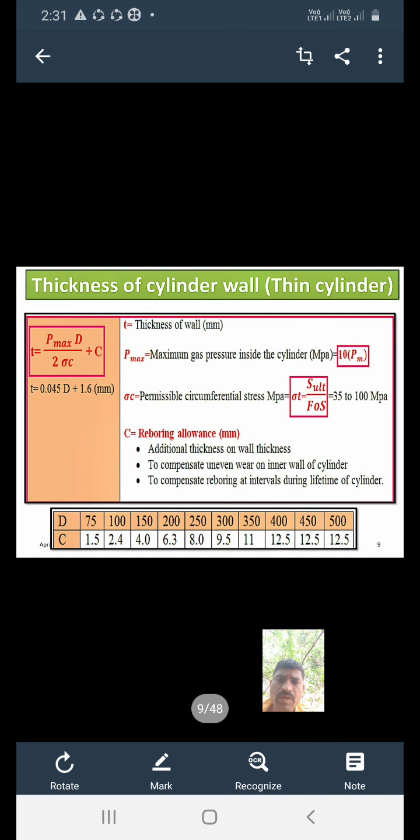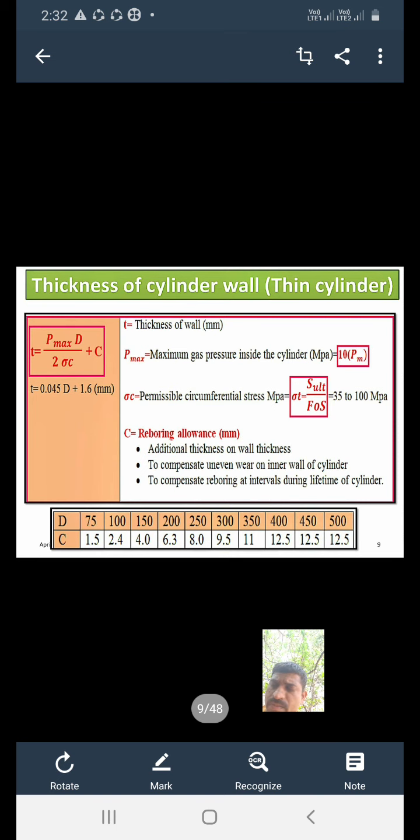t is equal to P max into D divided by 2 sigma C, plus C. t is the thickness of the wall in mm. P max is the maximum gas pressure inside the cylinder. Sigma C is the permissible circumferential stress, also given in MPa. Sigma C is equal to S_ut divided by factor of safety, as we have seen in the design of pressure vessel. This value may be 35 to 100 MPa.